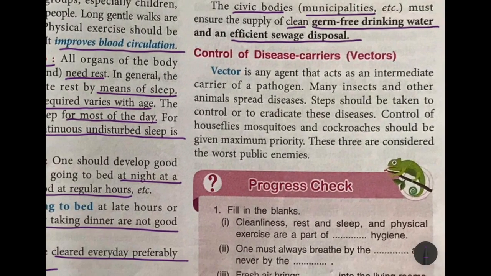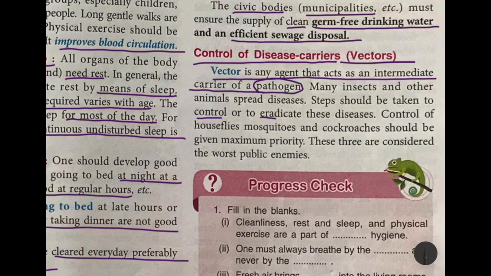Okay, now control of disease carriers, which are known as vectors. So what is a vector? Vector is any agent that acts as an intermediate carrier of a pathogen. Pathogen means disease causing germs. Okay, many insects and other animals spread diseases, so we must take certain steps to control and eradicate these diseases. Eradicate means to totally stop them.